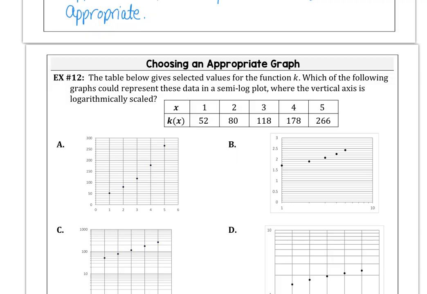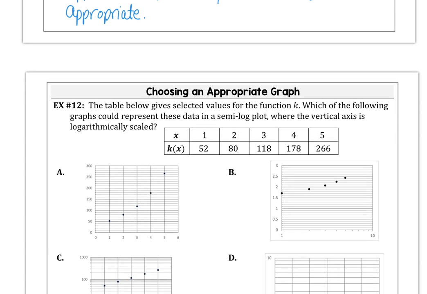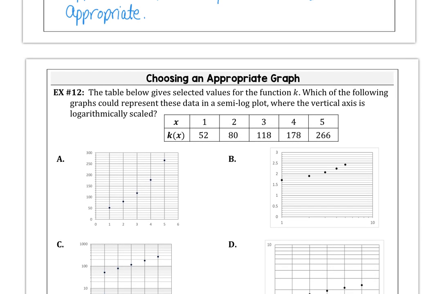One more example. Okay, so example 12, our last example, we want to choose an appropriate graph. It appears the table gives selected values for some function called k. We have this table here, and which of the following graphs could possibly represent this data in a semi-log plot if the vertical axis is logarithmically scaled? So the first thing I did was I wanted to figure out what the rate of change was. And that way we could write some equation in the y equals mx plus b format.